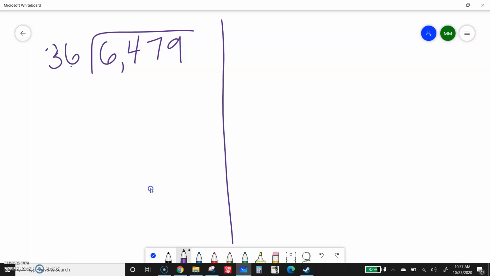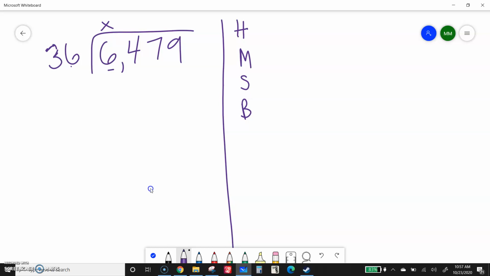So first problem we're going to go over, 6,479 divided by 36. Remember, I'm drawing this not like partial quotients, but just to separate my workspace so I don't get the numbers mixed up. I still have the same steps. How many times? Multiply, subtract, bring it down. So how many times does 36 go into 6? It does not. It is too big.